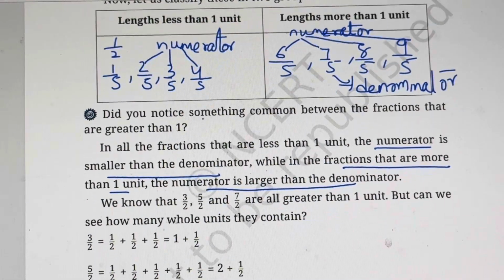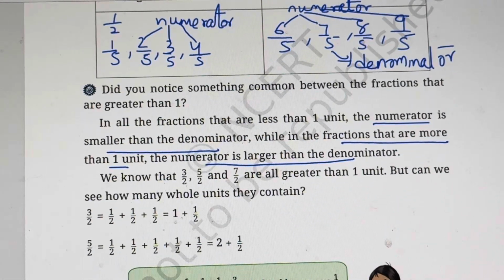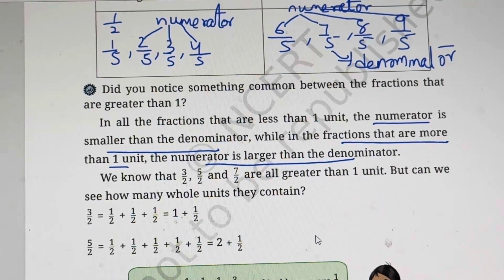Right? So we know that 3 upon 2, 5 upon 2, 7 upon 2 are all greater than 1. But can we see how many whole units they contain? We just say 3 upon 2, 5 upon 2. But how many wholes are there? If I tell you that you eat 3 upon 2 pizza, you will not understand how many pizzas you need to eat, because you don't know how many wholes and how many halves there are. So what is actually 3 upon 2?